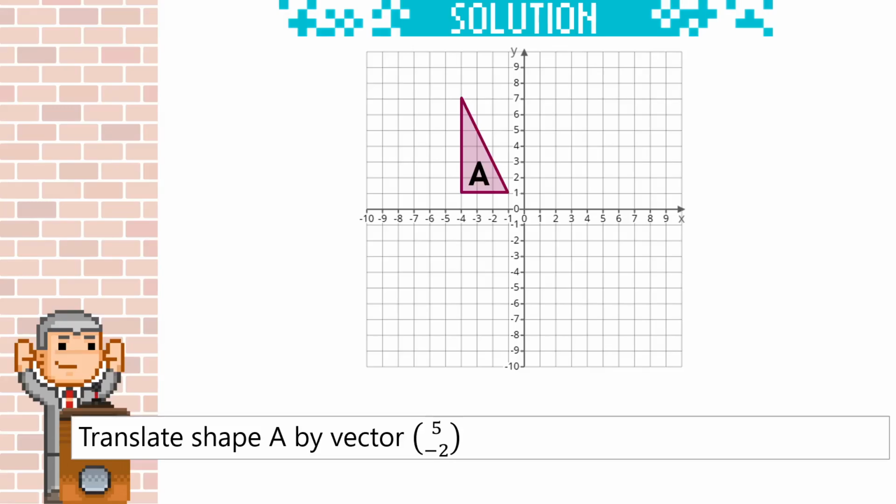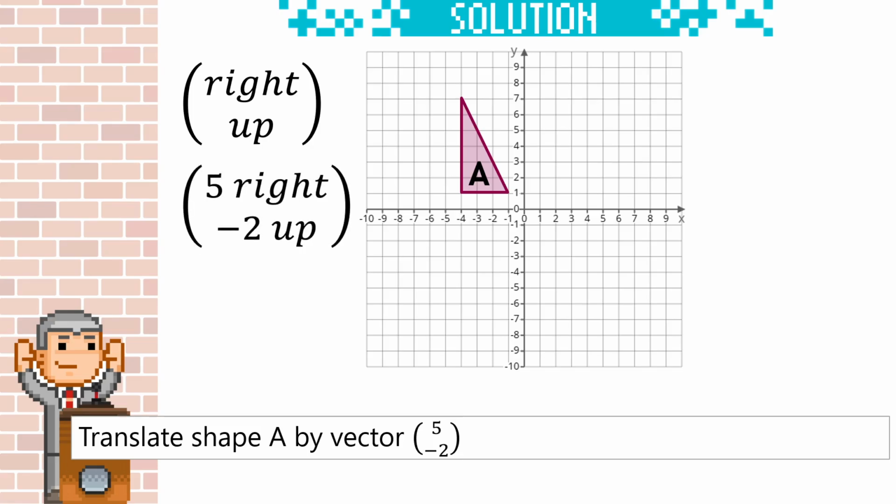Here we're asked to translate shape A by vector 5, minus 2. The way vectors work is the number at the top is how far right you go, and the number at the bottom is how far up you go. Here we're given 5 on the top, so we're going 5 to the right, and minus 2 at the bottom, so we're going minus 2 up. Minus 2 up is the same as 2 down.